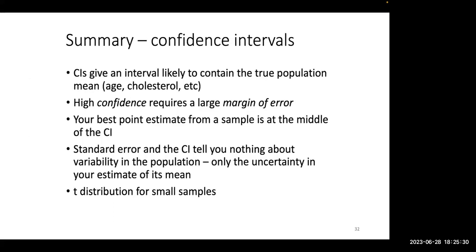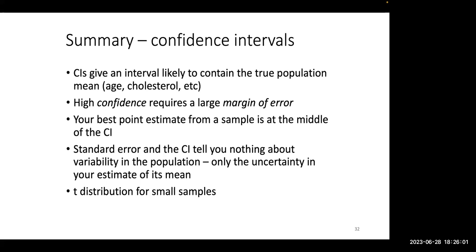After 500, it's identical. A confidence interval gives you an interval that is likely to contain the true population mean, age, cholesterol, whatever normally distributed parameter you have. The high confidence requires a large margin of error. So the wider this is, the larger your confidence. Your best point estimate from a sample is at the middle of the CI. So that's your best estimate.